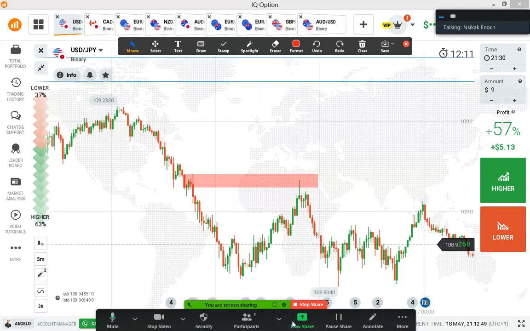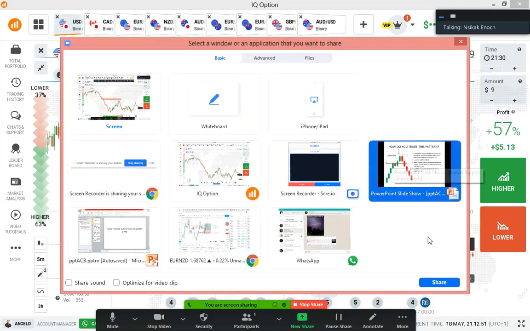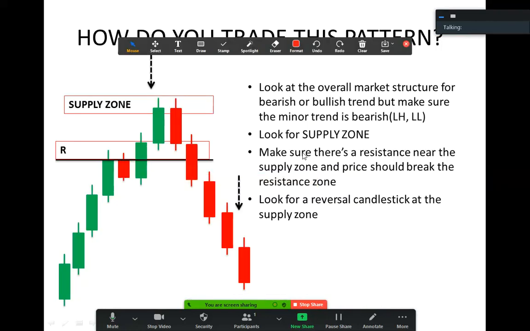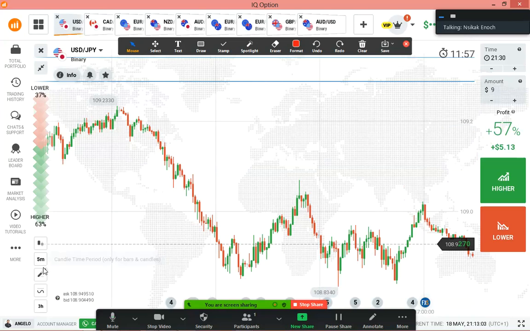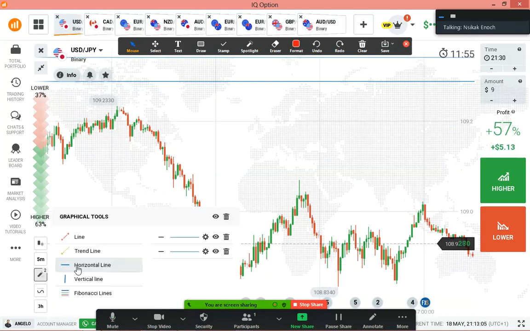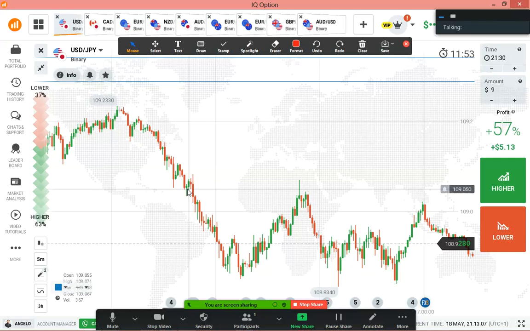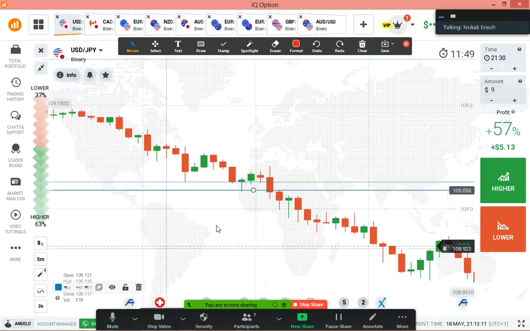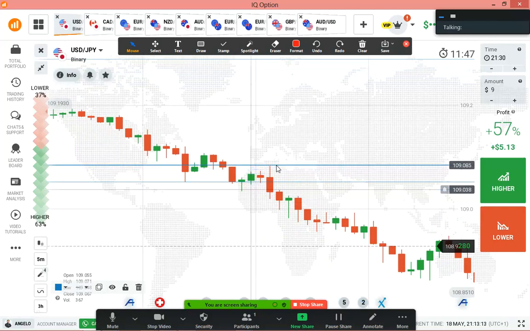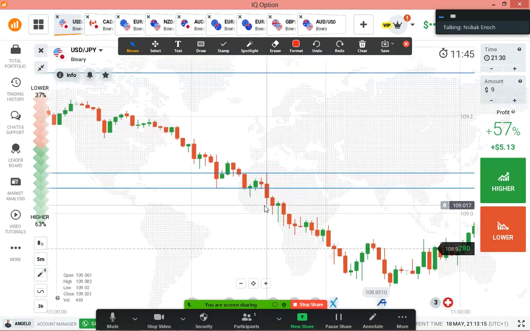So what is next to do, let's check. Make sure that there's a resistance near the supply zone and price should break the resistance zone. Okay, so here if you look at these charts, let me use this line. This is why I drew it. That is my supply zone.